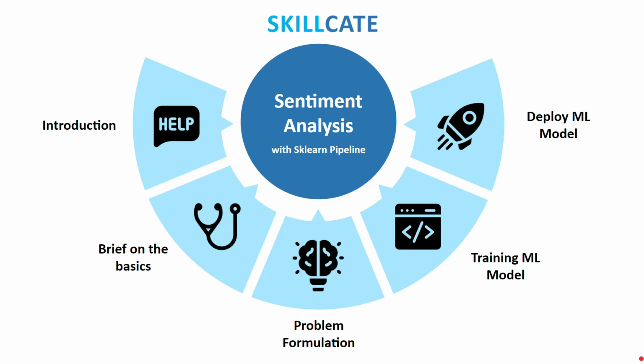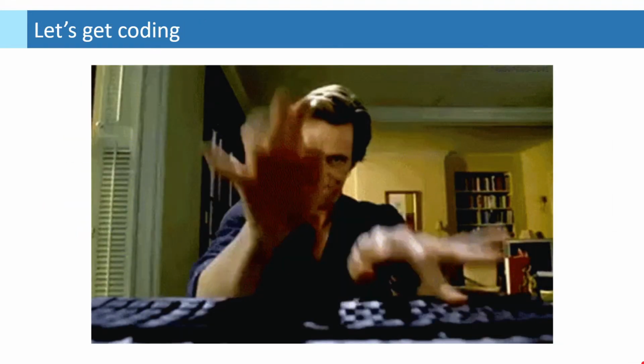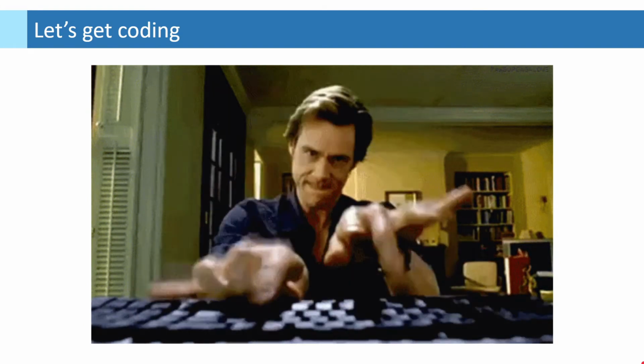Alright, now let's formulate a sentiment analysis problem. Amazon Alexa product reviews data is a popular publicly available dataset of customer reviews. This is what it looks like. We have 5 columns. First one is the rating on a scale of 1 to 5. Second is the date of review, then the product variant details, followed by review text and review sentiment. In this project for us, the important columns here would be verified review text and the rating. Alright, we are ready to jump into the coding part now.